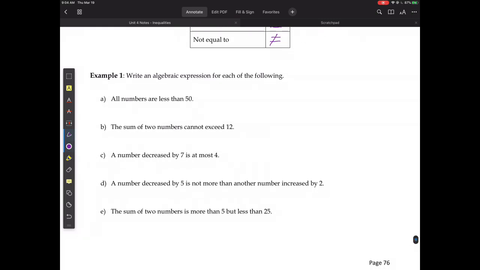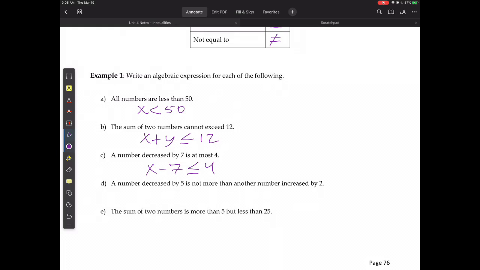If I'm writing an algebraic expression for each, if I'm representing all numbers that are less than 50, I can just say x can represent any of those numbers and they just have to be less than 50. If the sum of two numbers cannot exceed 12, then if I have x plus y, two different numbers, if it can't exceed 12, it has to be either less than or equal to 12. A number decreased by 7 is at most 4, well, then that means that the number decreased by 7 has to be less than or equal to 4. It can't be bigger than 4.